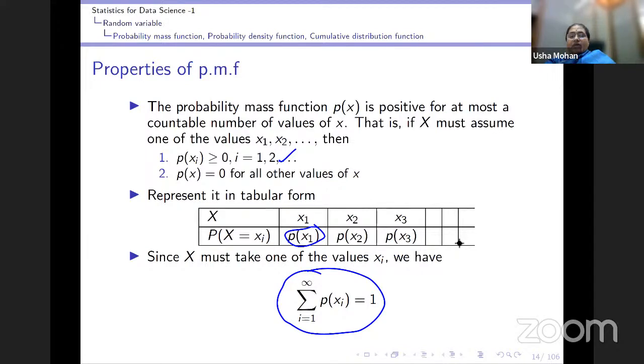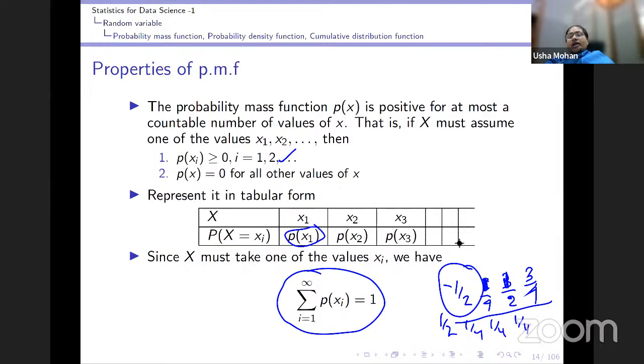For example, I could have minus 1 by 2, 1 by 4, and 3 by 4. Now these add up to 1, but minus 1 by 2 is not greater than or equal to 0, so this is not a probability mass function. If I have 1 by 2, 1 by 4, 1 by 4, 1 by 4, this also does not add up to 1, even though all of them are greater than or equal to 0.